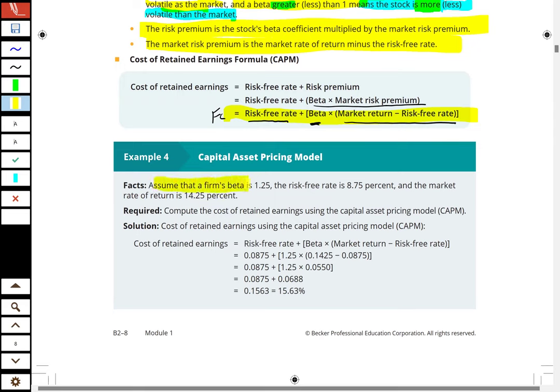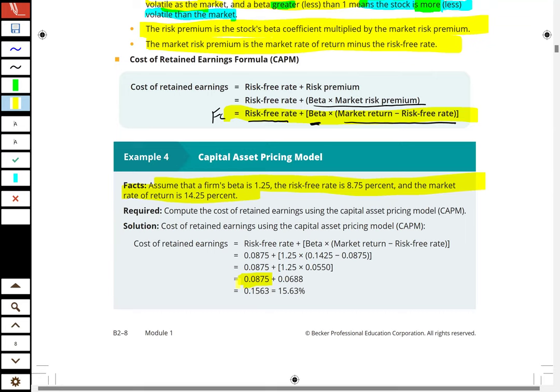Assume that a firm's beta is 1.25, the risk-free rate of return is 8.75%, and the market rate of return is 14.25%. Now, if I'm looking at this, I'm sitting here saying, well, look, I know I've got to have this number. I would write that number down on my scratch paper in the exam because I know I've got to use that. And then I'm going to adjust that for whatever this particular company's risk premium is.